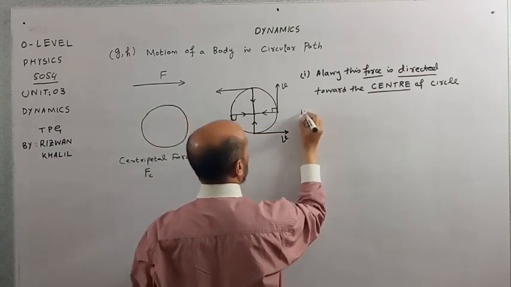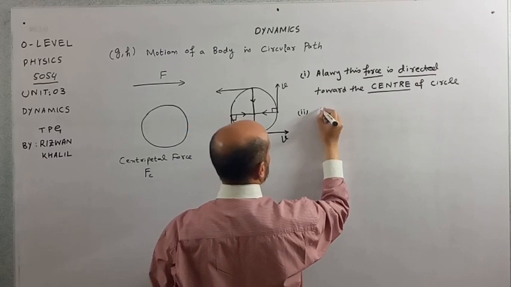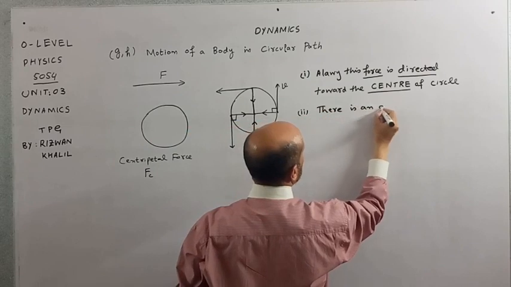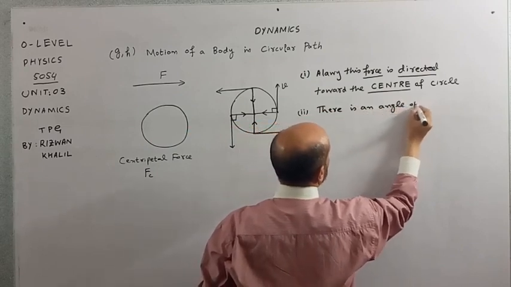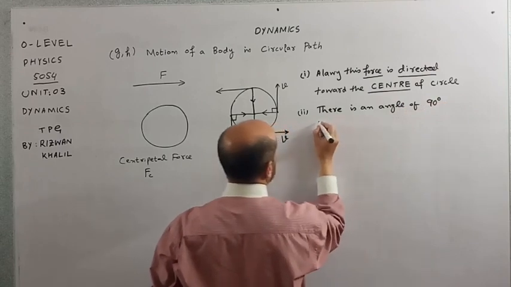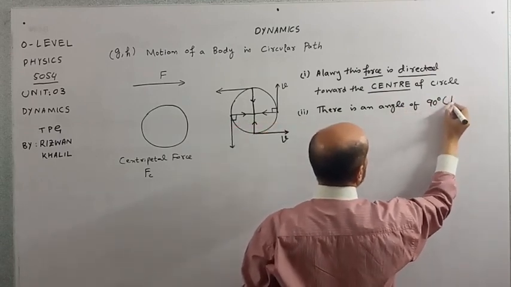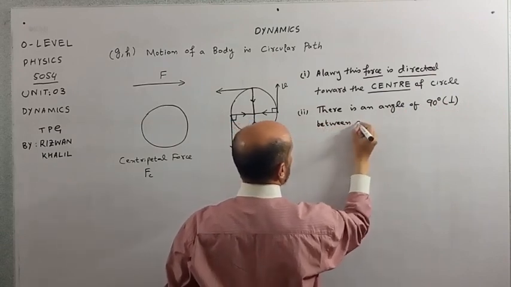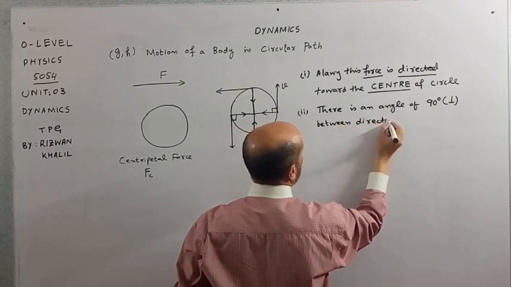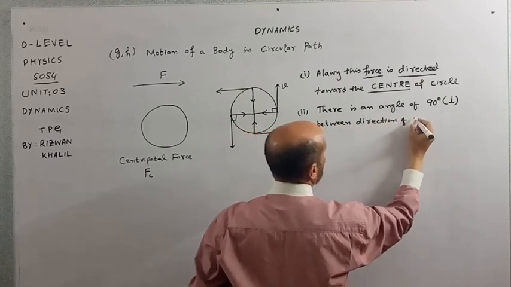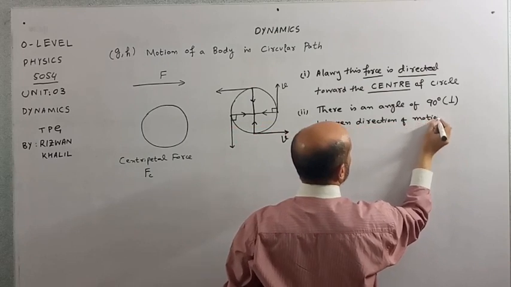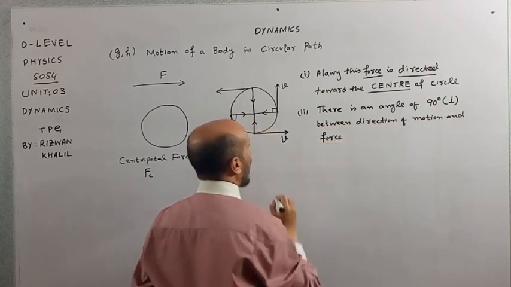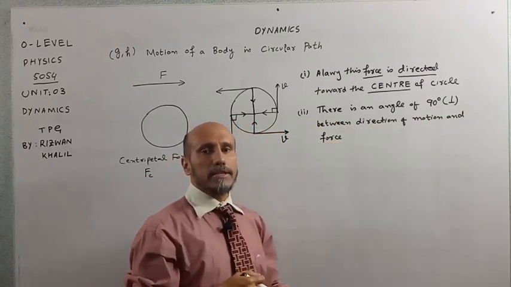Number two, there is an angle of 90 degrees, that is perpendicular, between the direction of motion and the force. So these two points are very important if we are considering circular motion.